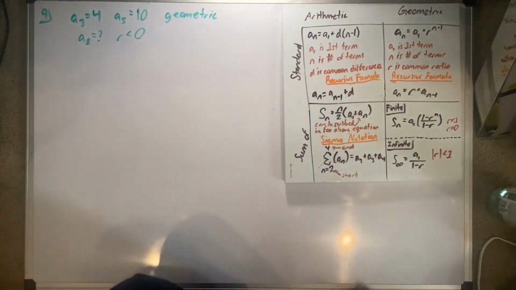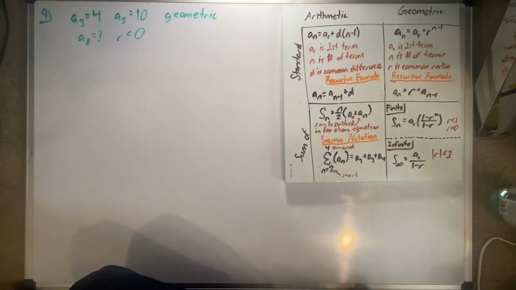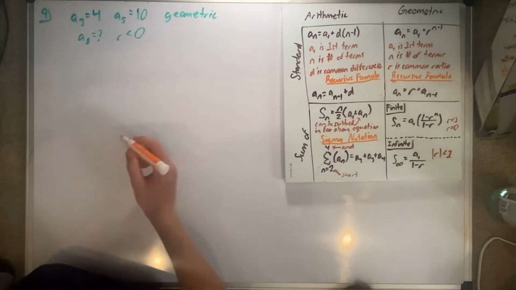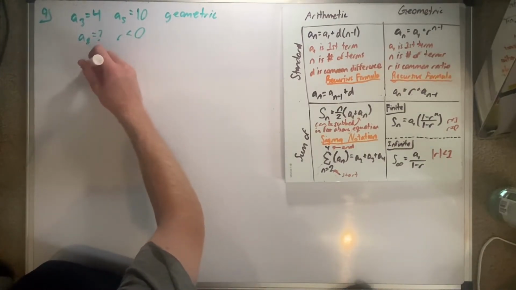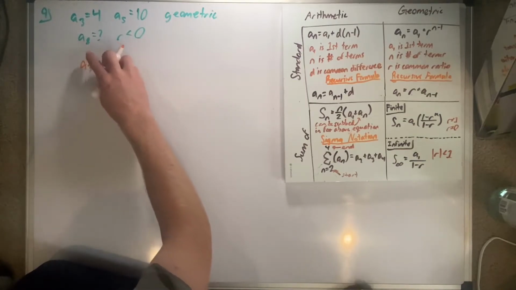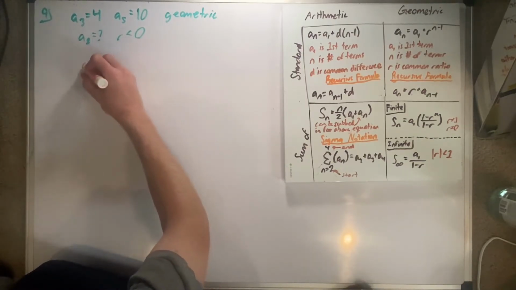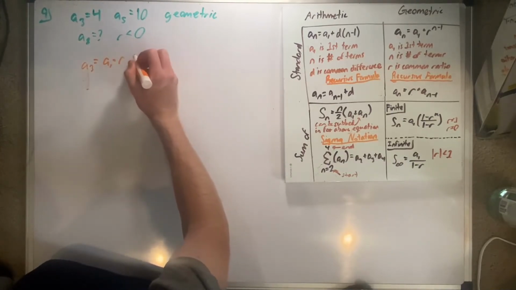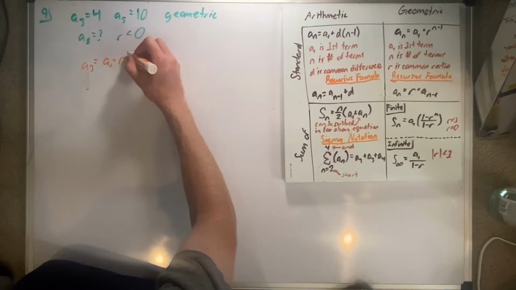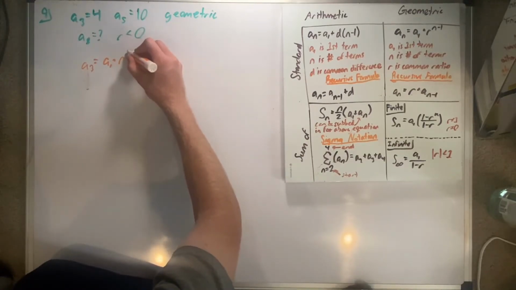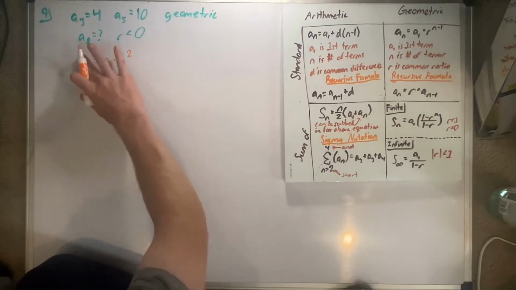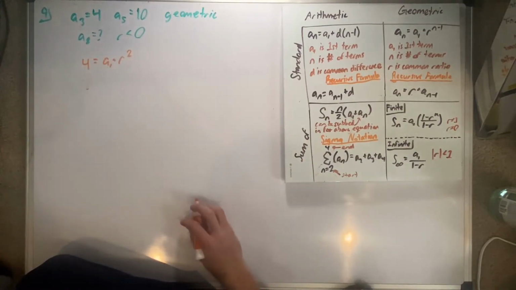So first, let's just set up a bunch of equations that we know will be true, even if they involve a ton of variables. So we know a_3 is equal to a_1 times r. So the third, that would be 3 minus 1, so 2, so r squared. So we know that 4 is equal to a_1 times r squared.